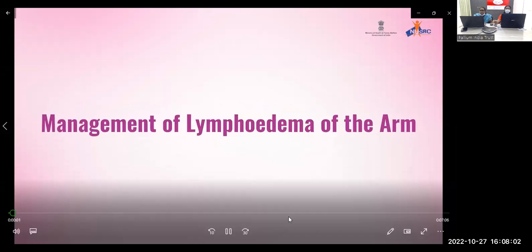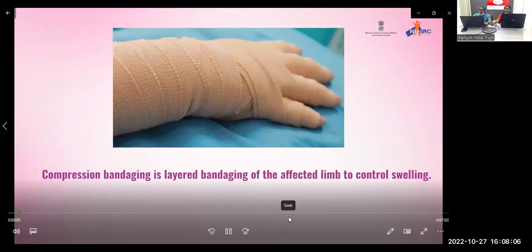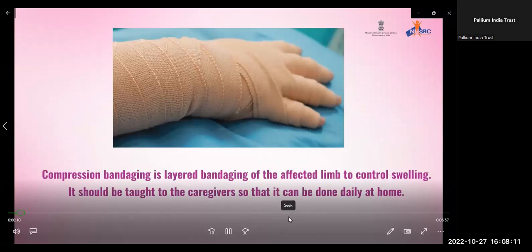Management of lymphedema of the arm. Part 2. Compression bandaging. Compression bandaging is layered bandaging of the affected limb to control swelling. It should be taught.